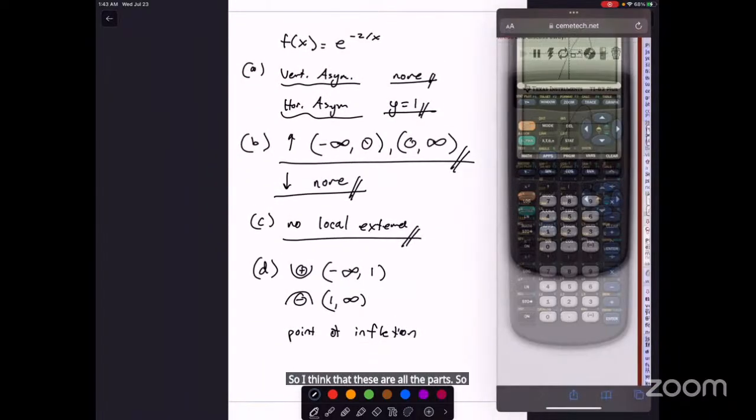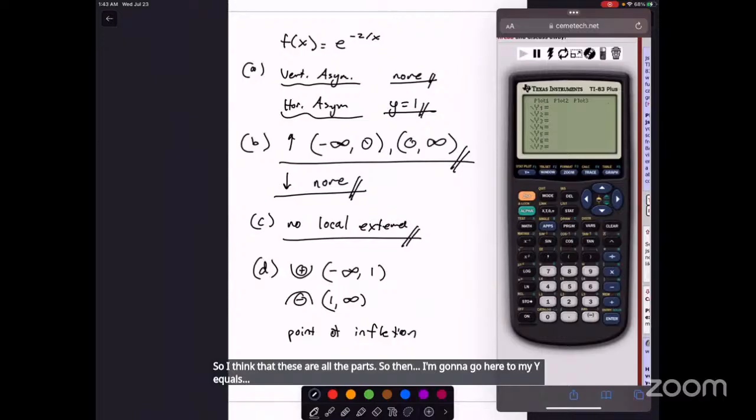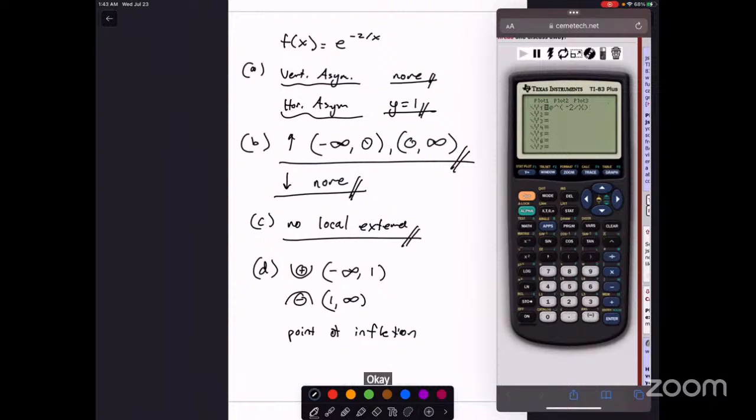So then I'm going to go here to my y equals. We got this e to the negative 2 divided by x. Okay. Let me see that y value. When x was 1, that's some fraction, e to the power of negative 2.